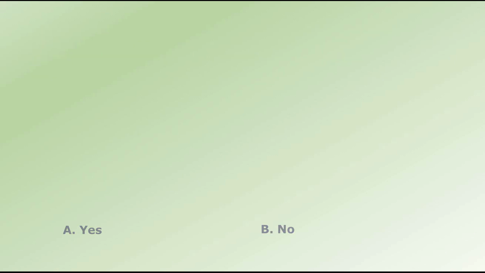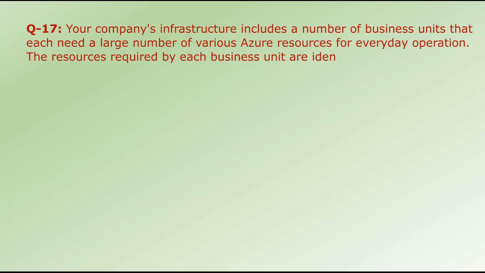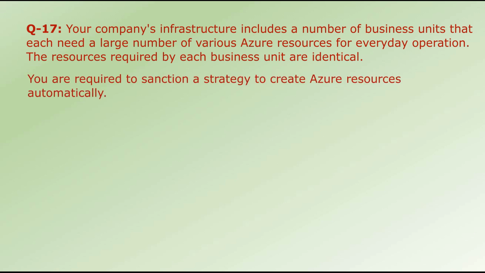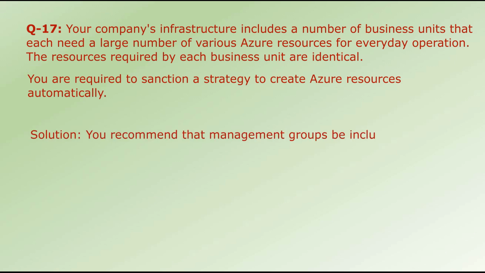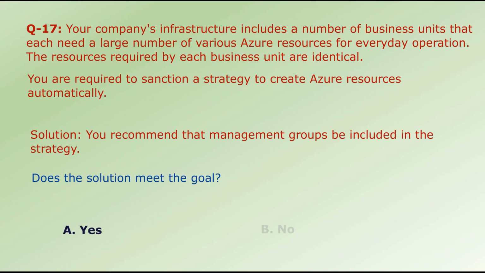Answer B. Question number 17. Your company's infrastructure includes a number of business units that each need a large number of various Azure resources for everyday operation. The resources required by each business unit are identical. You are required to sanction a strategy to create Azure resources automatically. Solution: you recommend that management groups be included in the strategy. Does the solution meet the goal? A. Yes. B. No.